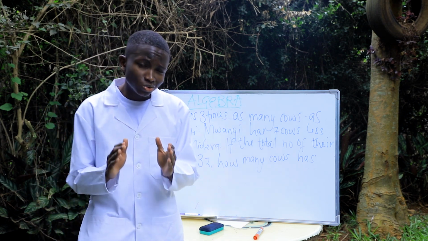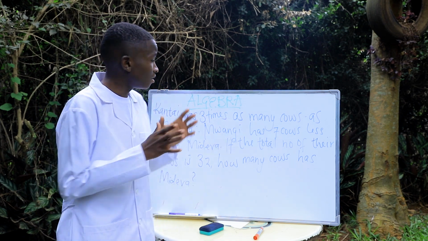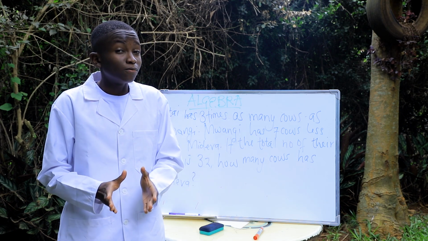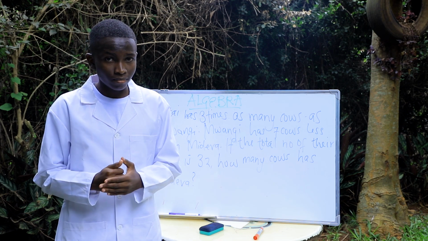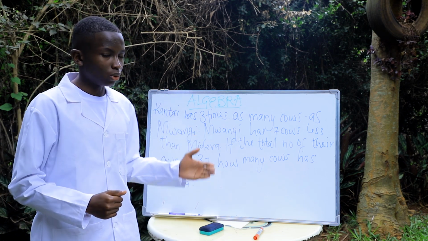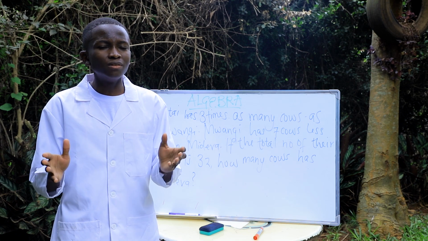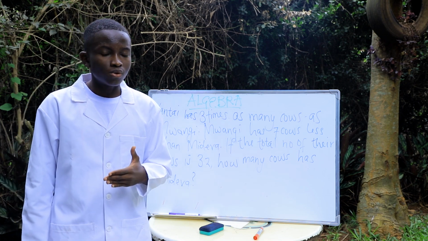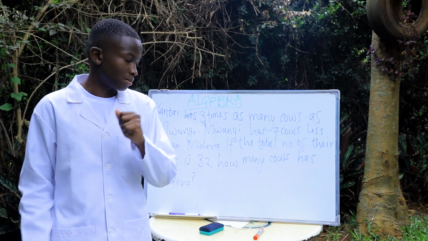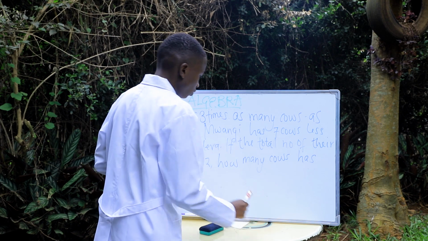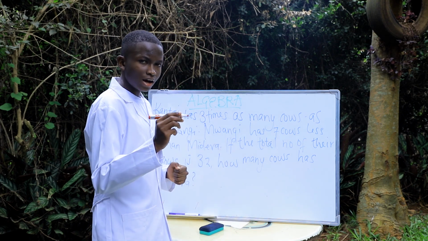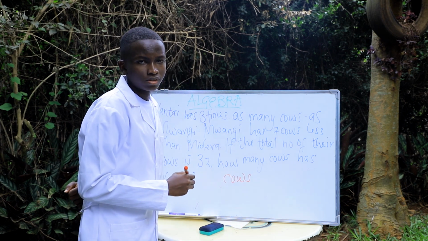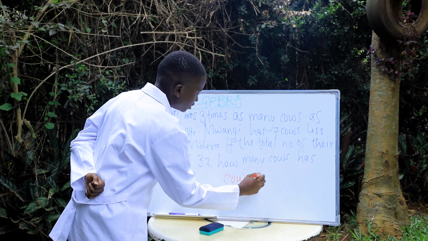So the first thing you need to do here, you have to be able to understand the question. Once you're able to understand the question, you will be able to interpret the information that has been given. We are dealing here with cows. So first you have to be able to give cows a certain letter. In algebra, we use letters to represent numbers. So what we are going to do, our cows is going to be equivalent to any letter of the alphabet that you want. Let us say our cows will be equals to Y.